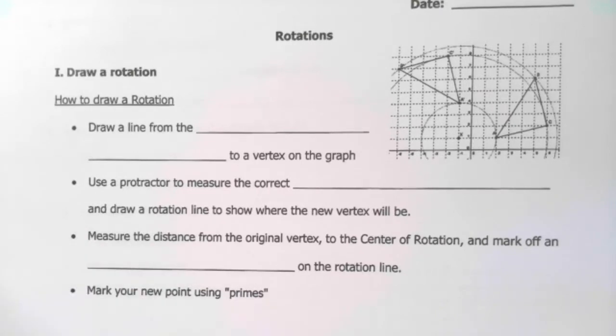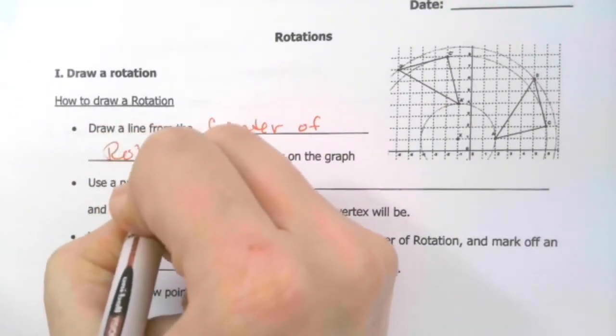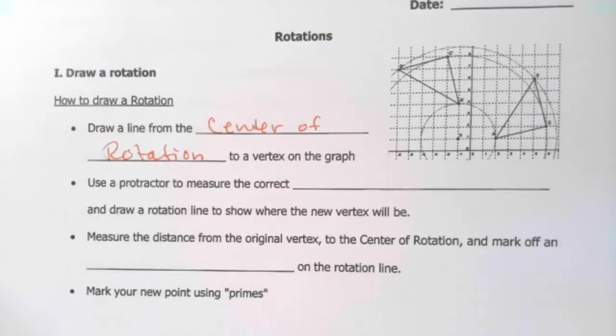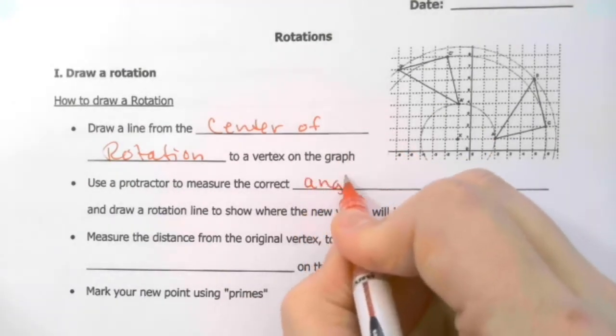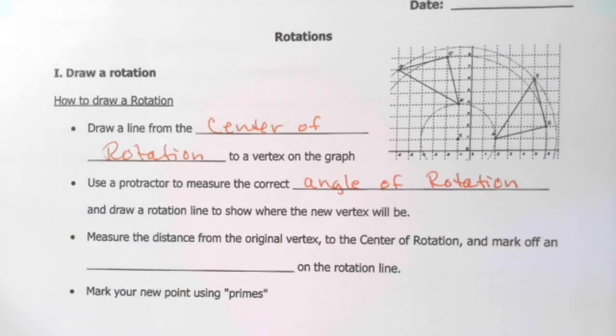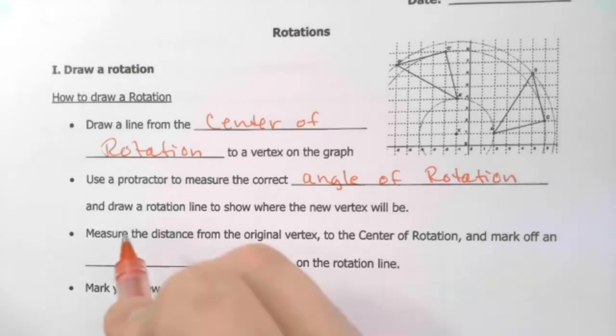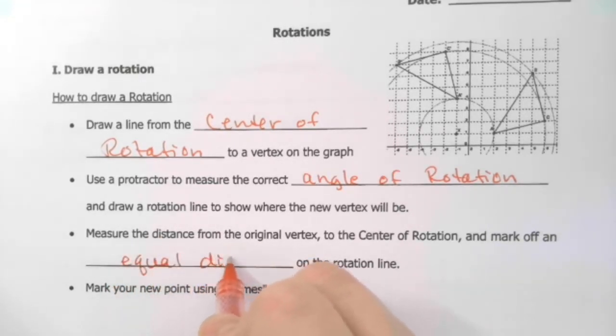First bullet, draw a line from the center of rotation to a vertex on the graph. Step 2, use a protractor to measure the correct angle of rotation and draw a rotation line to show where the new vertex will be. Third, measure the distance from the original vertex to the center of rotation and mark off an equal distance on the rotation line, and then mark your new point using primes.